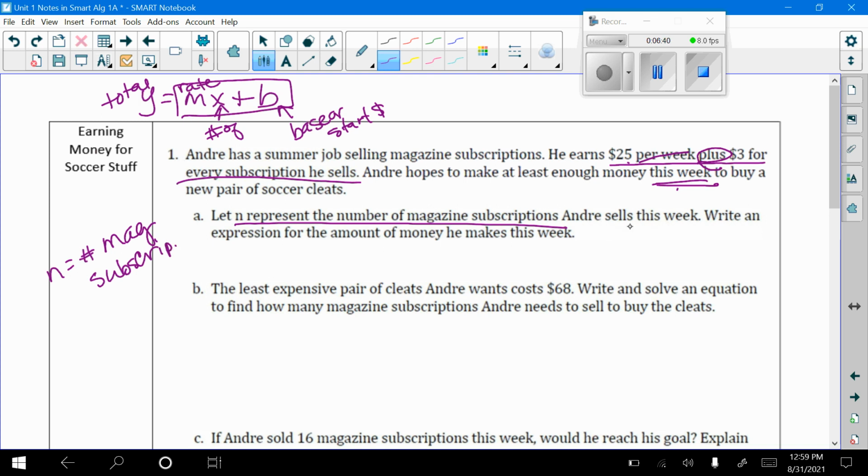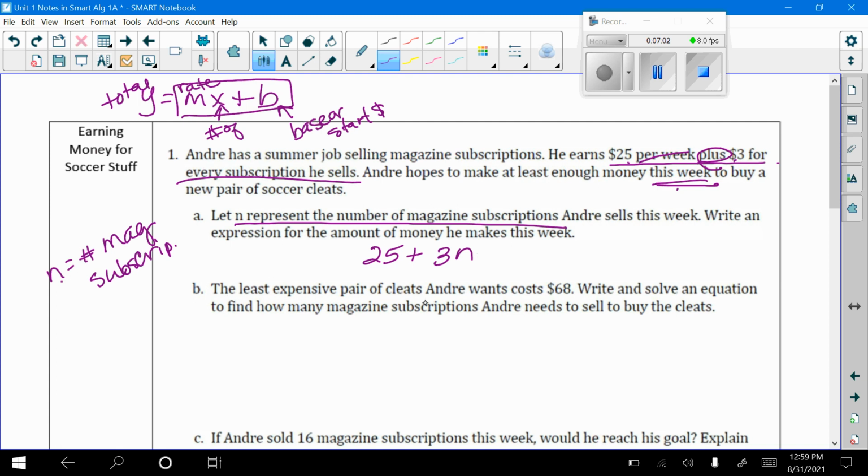Now, Andre sells magazine subscriptions this week. Write an expression for the amount of money he makes this week. Well, this week, he's going to make $25 plus $3 for every subscription he sells. And the number of subscriptions he sells is n. So it's going to be 25 plus 3n.